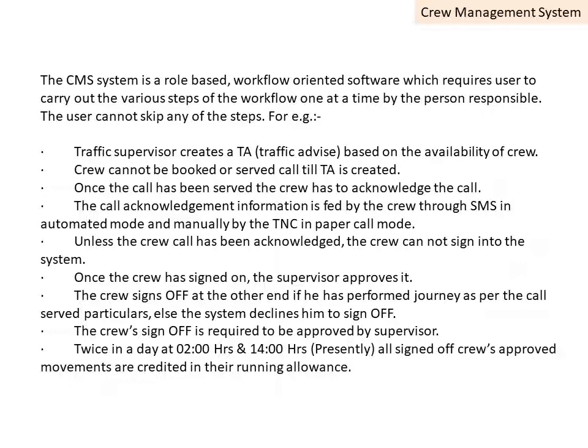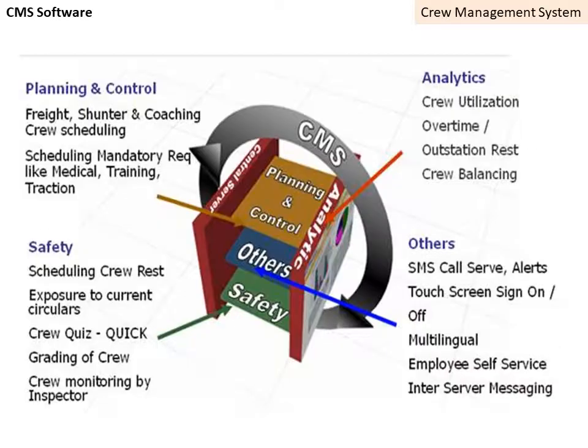Twice a day, at 2 hours and 14 hours presently, all sign-off crew approved movements are credited in the running allowance.